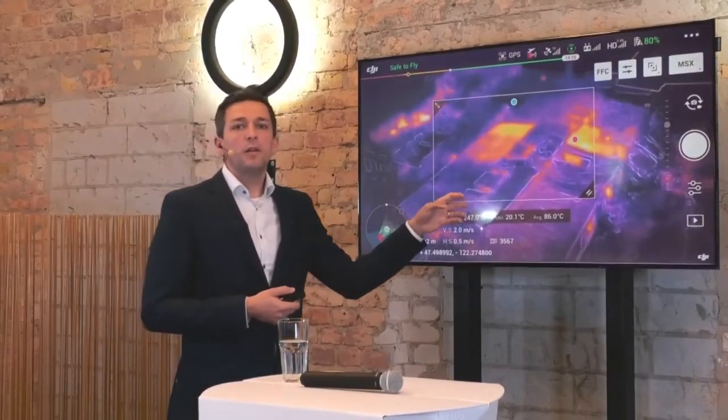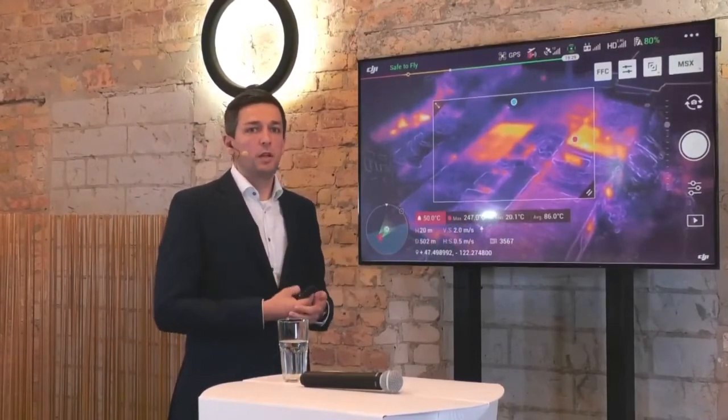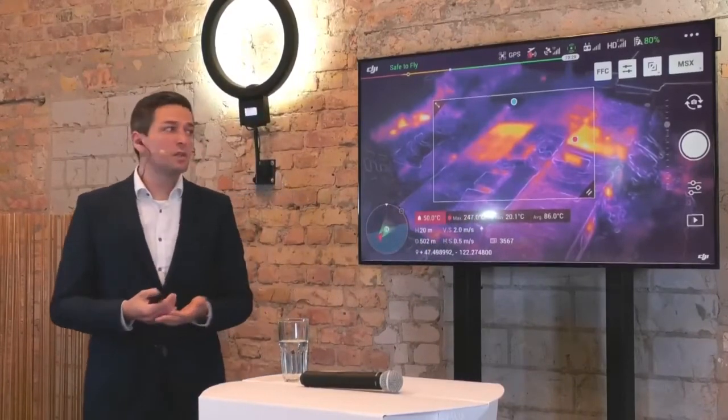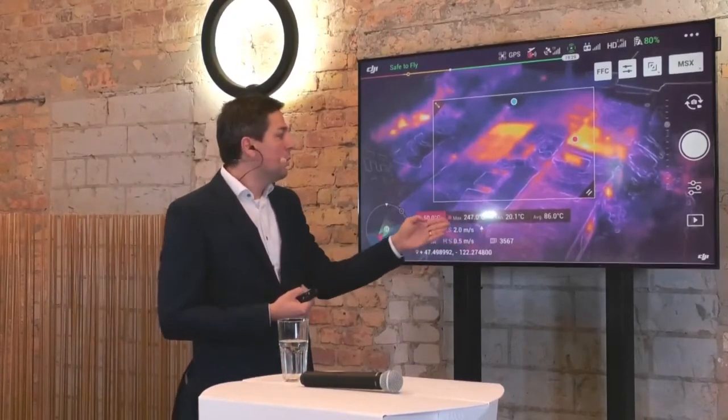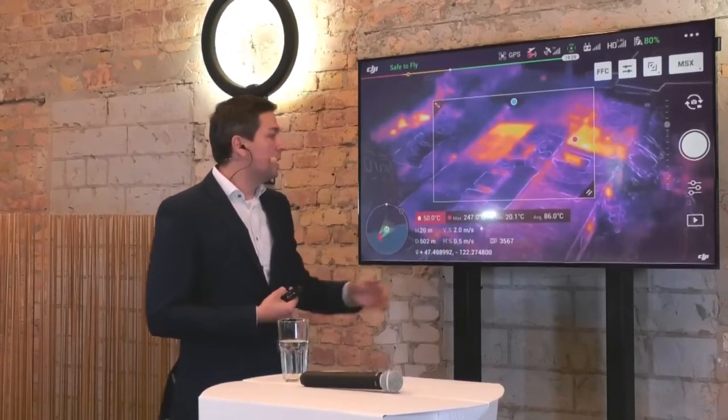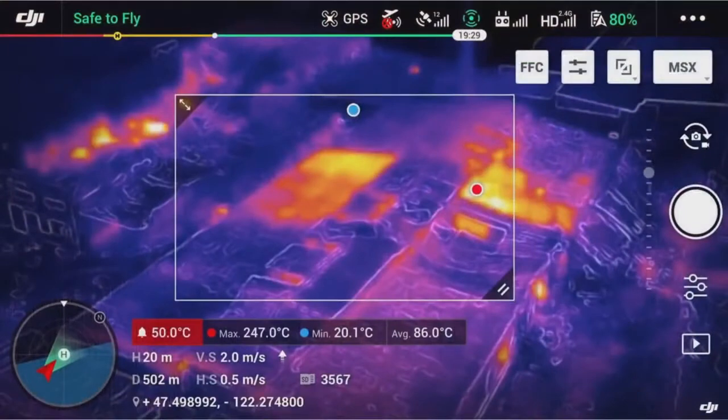It's not only about having the same picture like you would have from a manned aircraft. It's also about combining different kinds of sensors. So here you see a thermal sensor with the information for the fire brigade. For example, what's the temperature of this fire? Where are the most heated spots, so that you can effectively fight it?